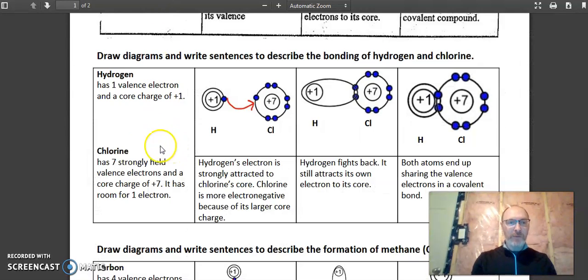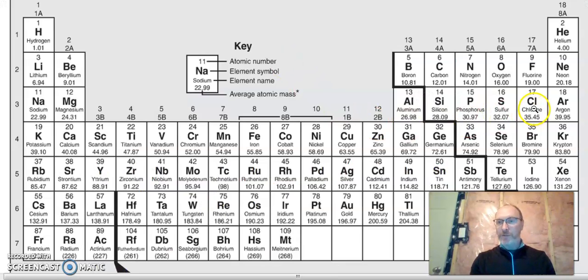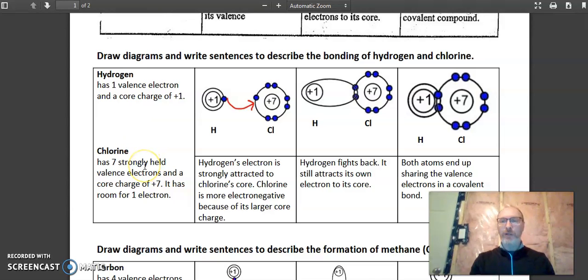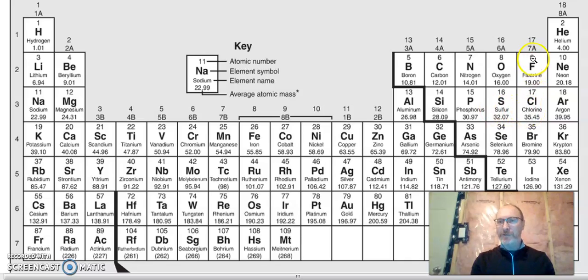Okay, chlorine, it says right here, has 7 strongly held valence electrons and a core charge of +7. It has room for 1 electron. Okay, so chlorine is in group 7A. So that's where we get the idea that it has a core charge of 7 and has 7 valence electrons. But it also says that they're strongly held. Well, where are we getting that particular idea? Well, it's the fact that chlorine is in group 7 and has a +7 core charge means it's strongly electronegative. So it's really good at holding its electrons, but also trying to steal other ones.